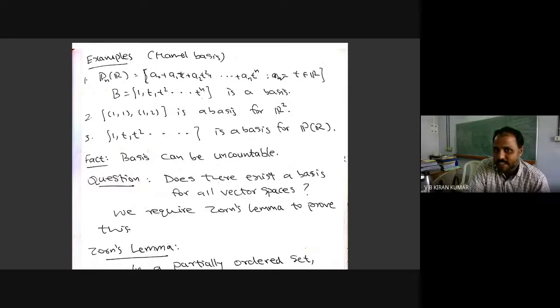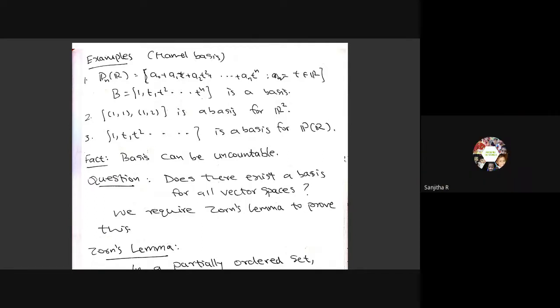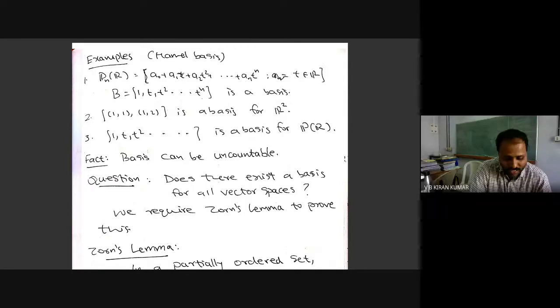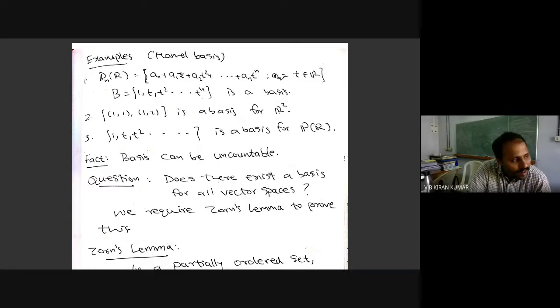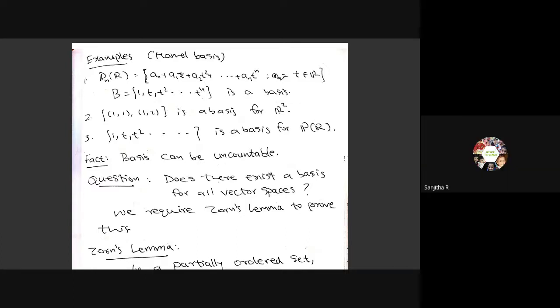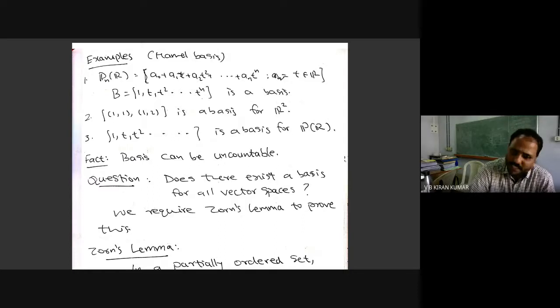Hamel basis is the usual basis which you refer to. It is actually called Hamel basis. Sir, in the case of small lp, there's a basis, but it's not finite. So it's not Hamel? No, Hamel basis need not be finite.